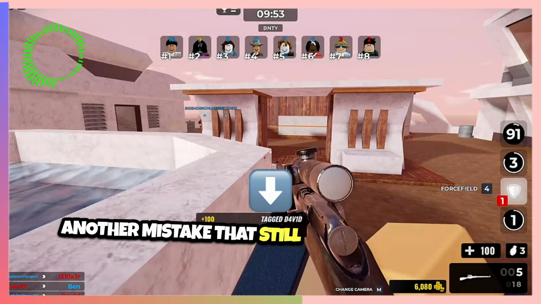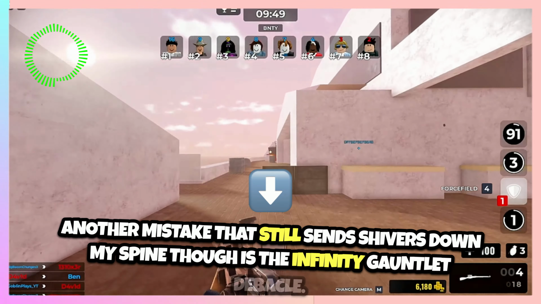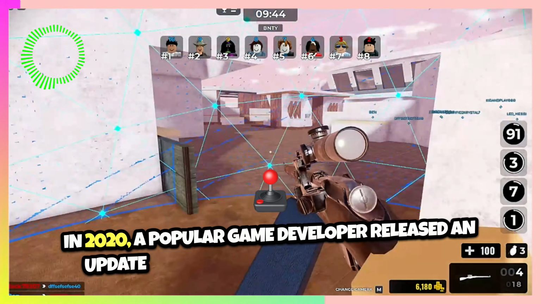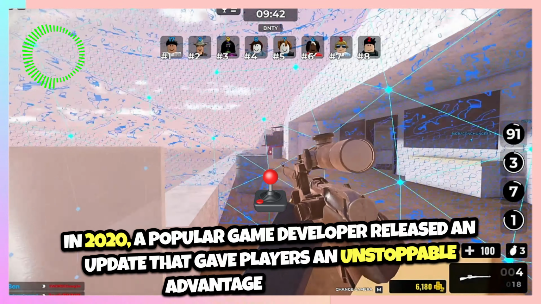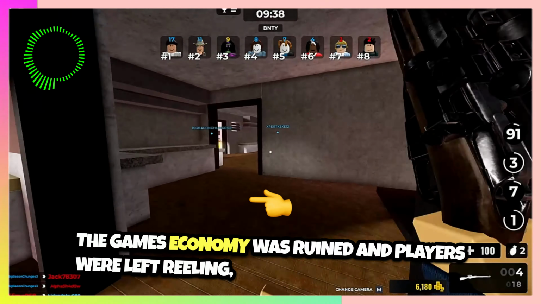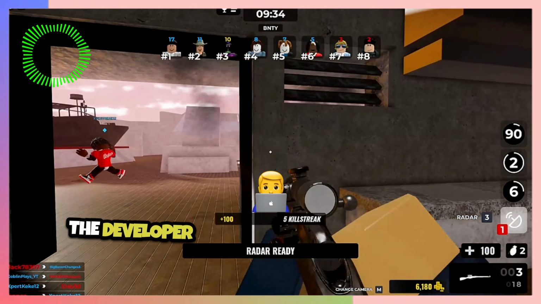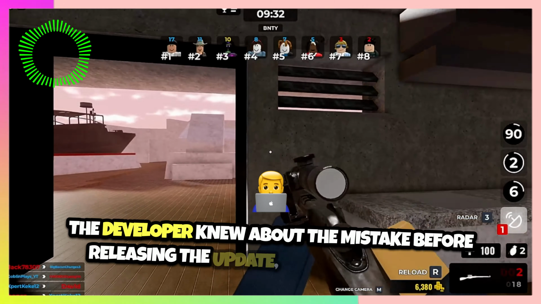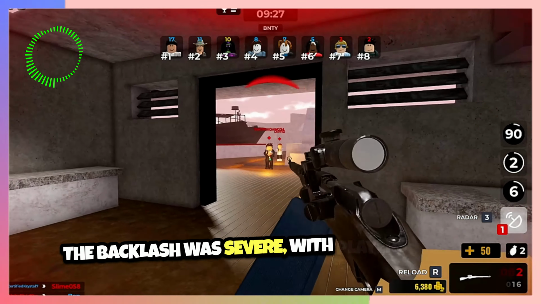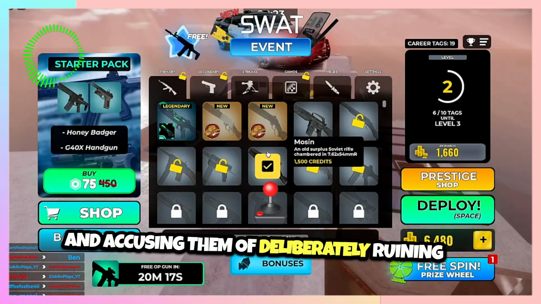Another mistake that still sends shivers down my spine though is the Infinity Gauntlet debacle. In 2020, a popular game developer released an update that gave players an unstoppable advantage over others. The game's economy was ruined and players were left reeling, frustrated, and betrayed. The worst part, you may ask? The developer knew about the mistake before releasing the update but decided to push through with it anyway. The backlash was severe, with players calling for the developer's ban and accusing them of deliberately ruining the game.